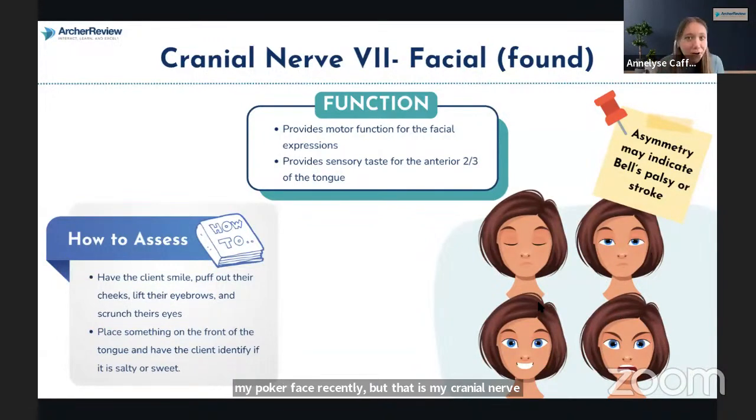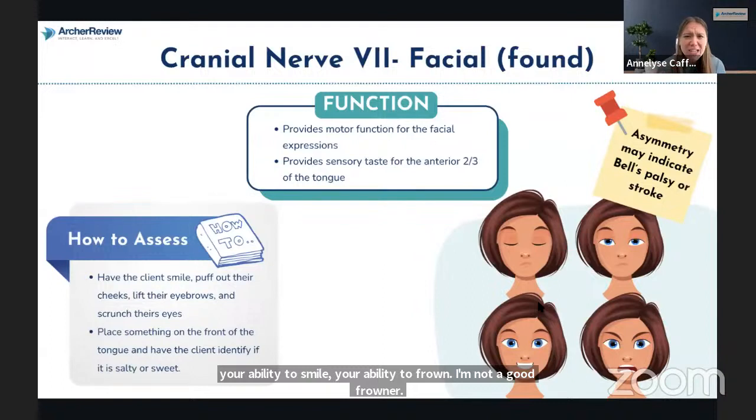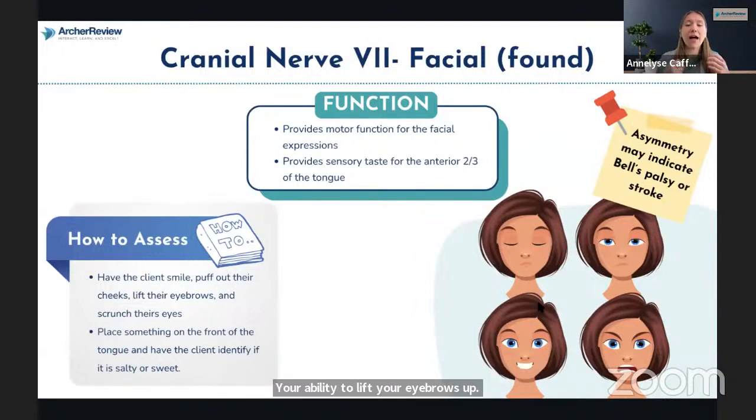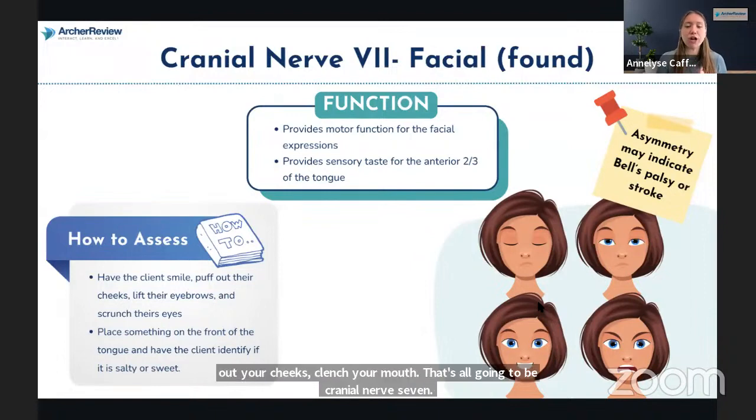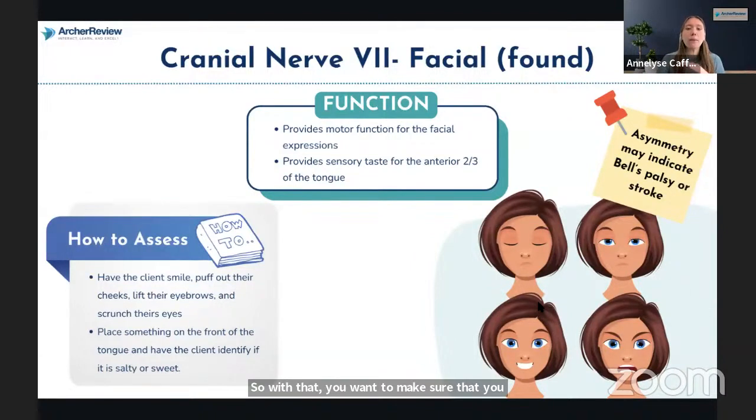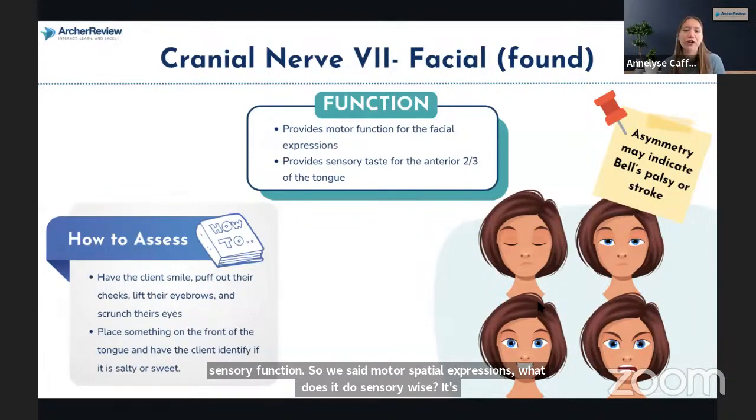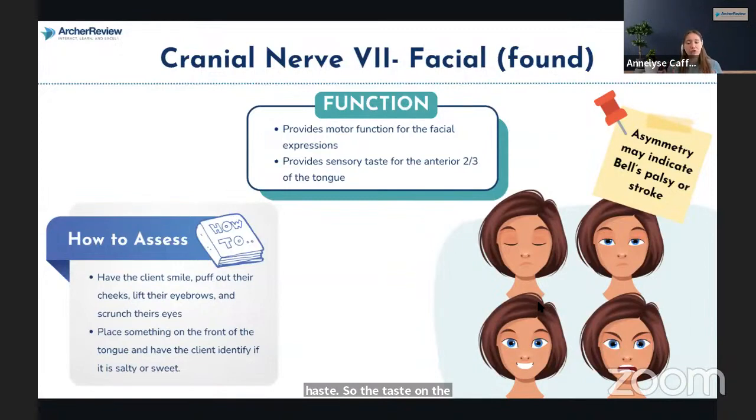It's your ability to smile, your ability to frown. I'm not a good frowner. Your ability to lift your eyebrows up, puff out your cheeks, clench your mouth. That's all going to be cranial nerve 7. So with that, you want to make sure that you are looking at those motor functions and that you're also looking at the sensory function. So we said motor, facial expressions. What does it do sensory wise? It's taste. So the taste on the anterior 2/3 of the tongue is done by the facial nerve.